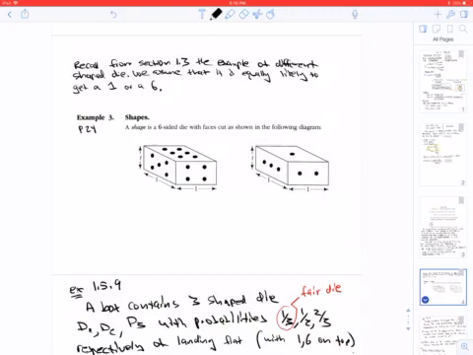Recall from section 1.3 this example of these different shaped die. In this example, from the geometry of these die, if it lands flat, then it's equally likely to be a 1 or a 6.